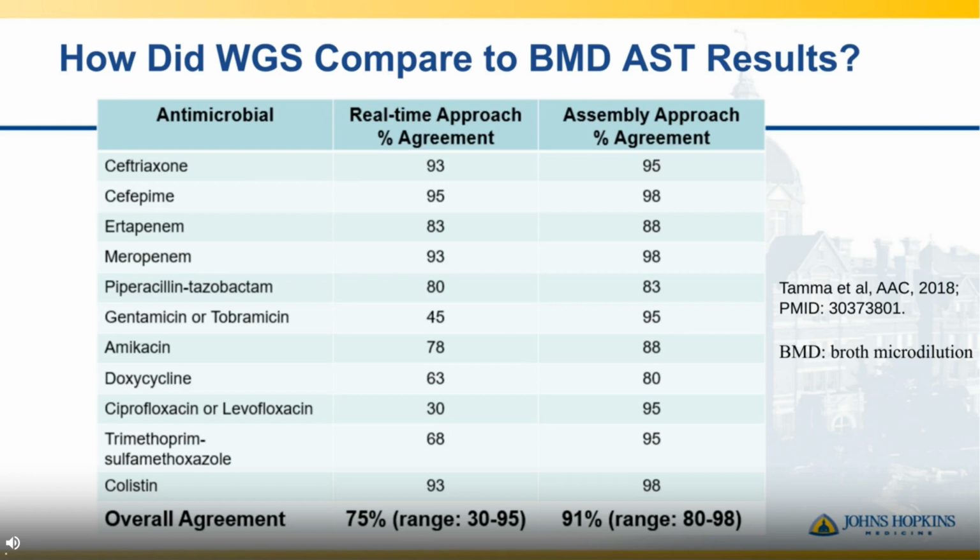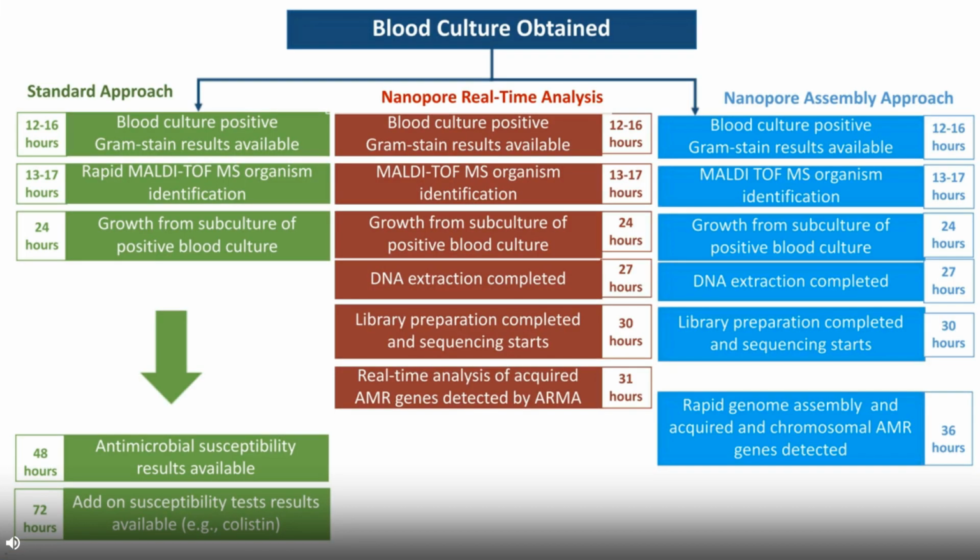And so that shows us that even though there's a higher error rate with Nanopore, you can use bioinformatics tools to kind of overcome that error rate to allow us to apply this methodology to make a difference clinically, where we can have these results in a clinically applicable time.